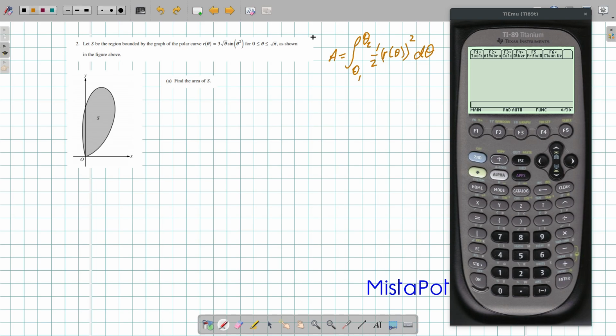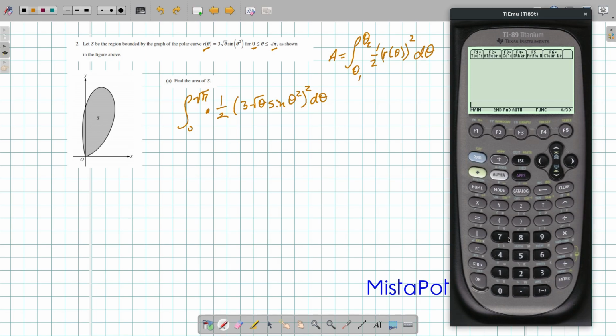And for us, we know the formula for r, and we know our initial and terminal theta. So our area is going to be the integral from 0 to square root of pi of 1/2 times 3 radical theta sine of theta squared d theta. So I need to figure out this integral, and that's going to be my area.